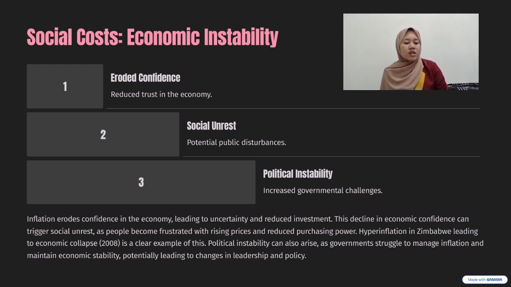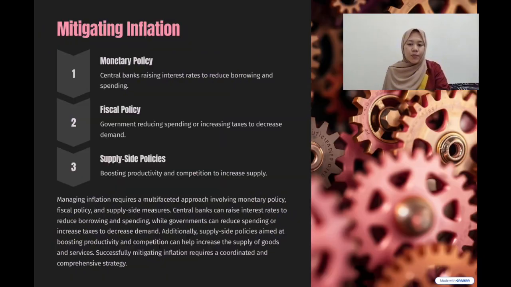Hyperinflation in Zimbabwe in 2008, leading to economic collapse, is a clear example of this. Political instability can also arise as governments struggle to manage inflation and maintain economic stability, potentially leading to changes in leadership and policy.